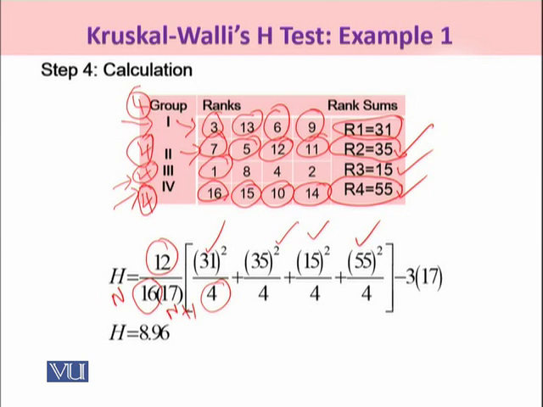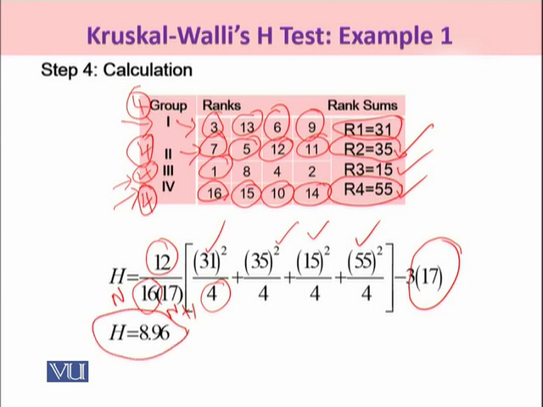minus किया आपने इसमें से एक factor 3 into n plus 1, where n stands for capital N. Capital N is the sum of all the observations, that is 16. So after simplifying this particular expression, we have got the value of H, that is 8.96.